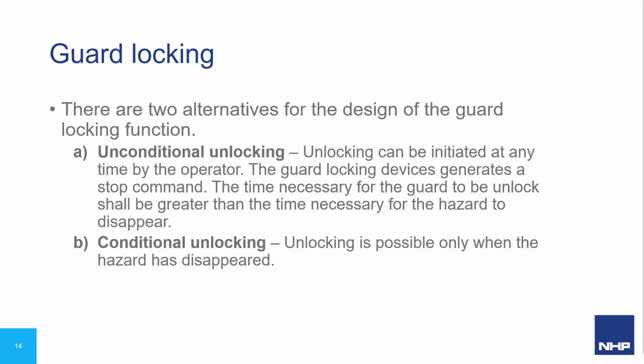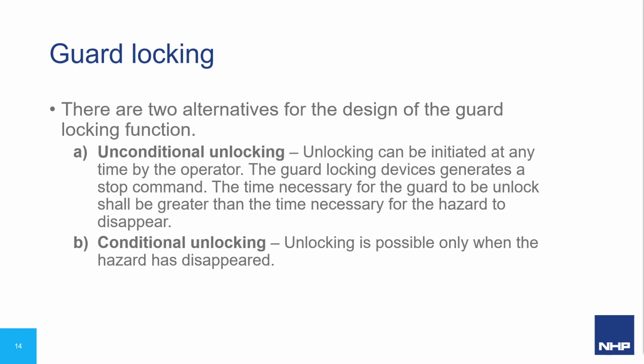There are two types of guard locking applications. Unconditional unlocking is where the unlock signal can be given at any time, but when the signal is produced, it also has to send a stop command to the machine. The time taken for the machine to cease hazardous motion needs to be shorter than the time taken between sending the unlock command and opening the guard. This is only useful where the stopping performance of the machine is known and you can design around it.